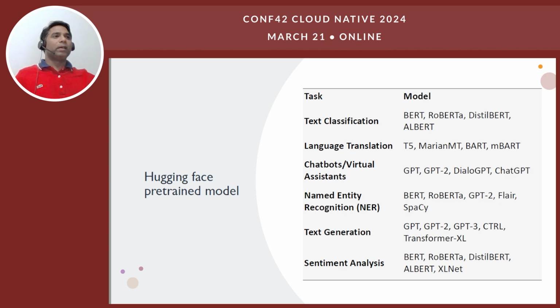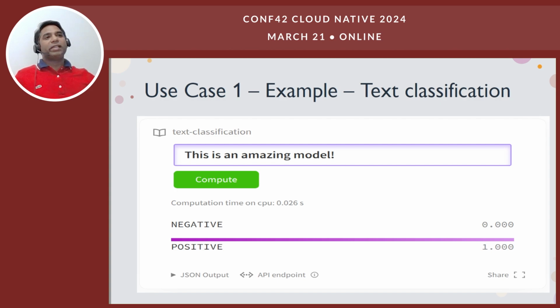All right, let me walk you through it. As I said, we are going to take the text classification example. Our objective is to understand the sentiment. Let's say this is an amazing model. Then we are going to say whether it is positive or negative. That's what the classification job does. Now I'm taking a binary classification here, and I'm going to call it positive or negative. So this is the example I'm going to take.